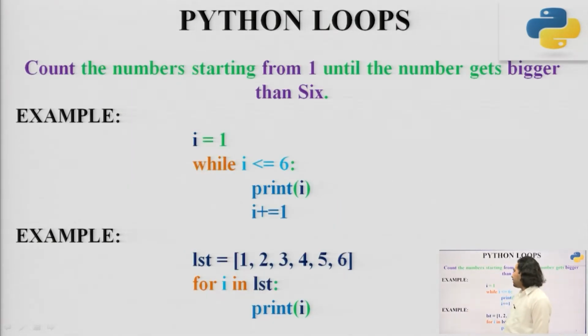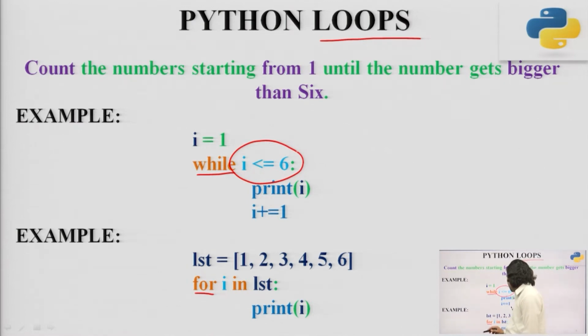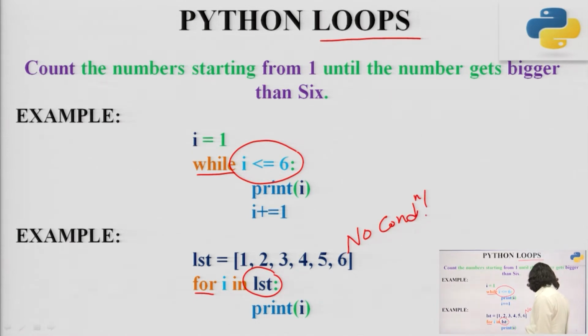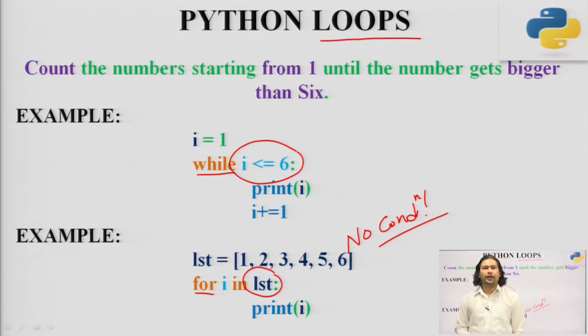Here you can see a little glimpse of the loop statement using the while and for loop. The same thing is written in both, and here you can see the condition is i less than or equal to 6. But inside the for loop statement, there is no condition at all. Then how is it going to work? We will see it, but first we are going to deal with this while loop.